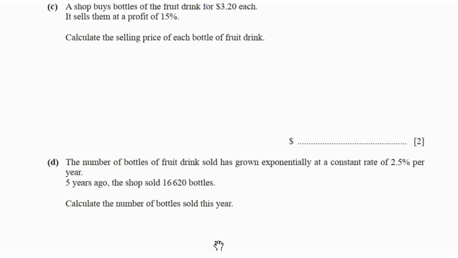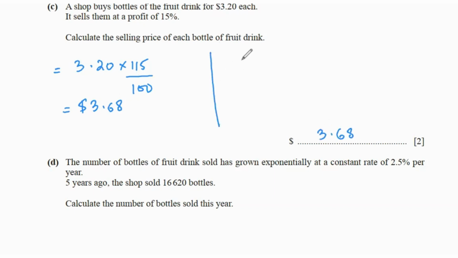Part C says the shop buys bottles of the fruit drink for $3.20 each. It sells them at a profit of 15%. Calculate the selling price of each bottle of fruit drink. So if they're buying it at $3.20 each and selling them at a profit of 15%, we need to find 115% of 3.2, which is 3.68. So 3.68 is the selling price of the fruit drink.